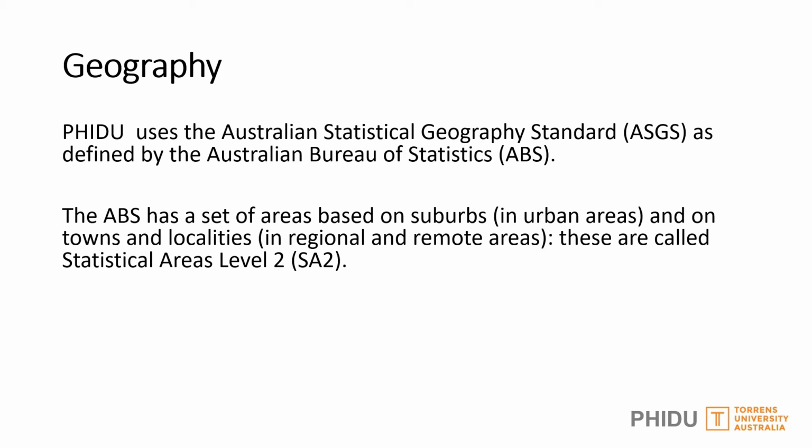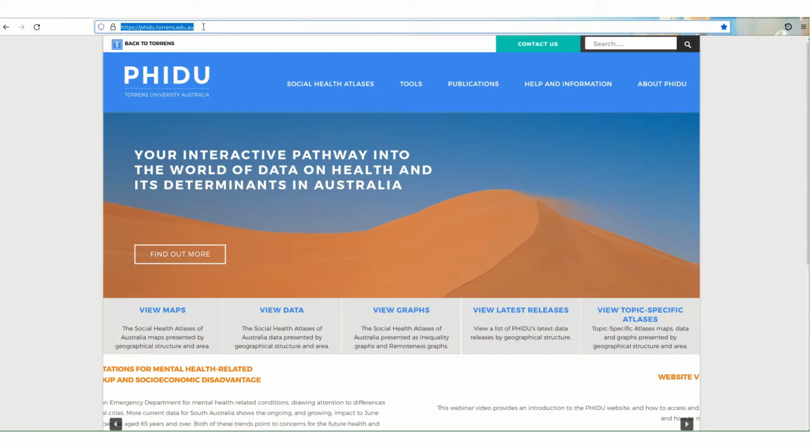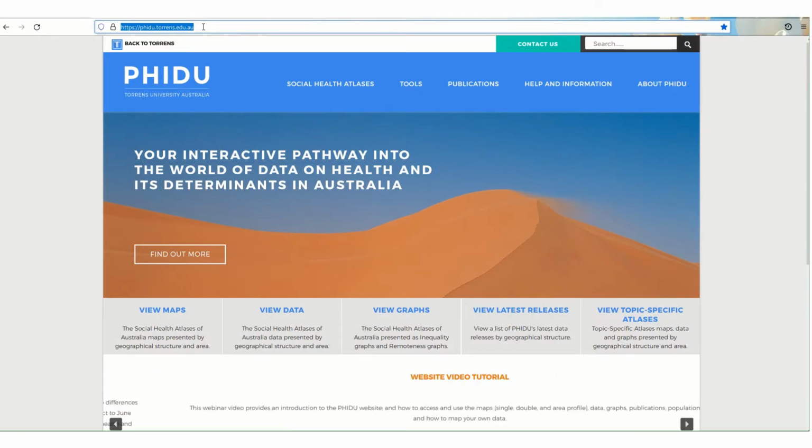PHIDU publishes data by population health areas, PHAs, which are comprised of a combination of whole SA2s and multiple aggregates of SA2s. You can easily find which PHA a suburb or locality falls within and view data for over 750 indicators relating to health and the social determinants of health for that area.